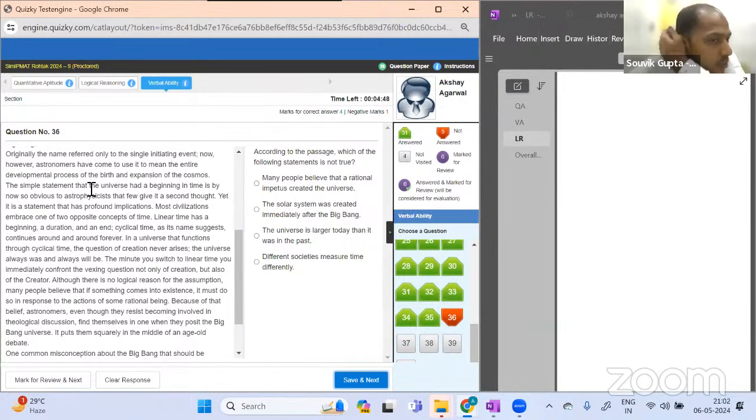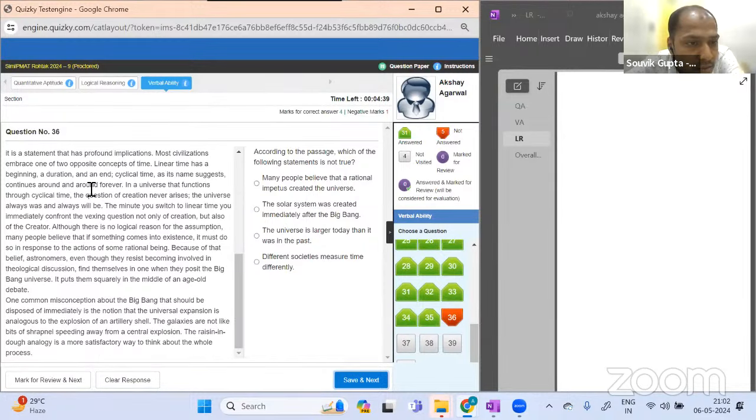A simple statement that the universe that we know was there in that field, gave it a second thought, yet is a statement of profound implication. It mostly lies in tracing one of the concepts of time: linear time, remaining different from cyclical time. In linear time, the question of creation never arises in cyclical time, where the universe was and will be.